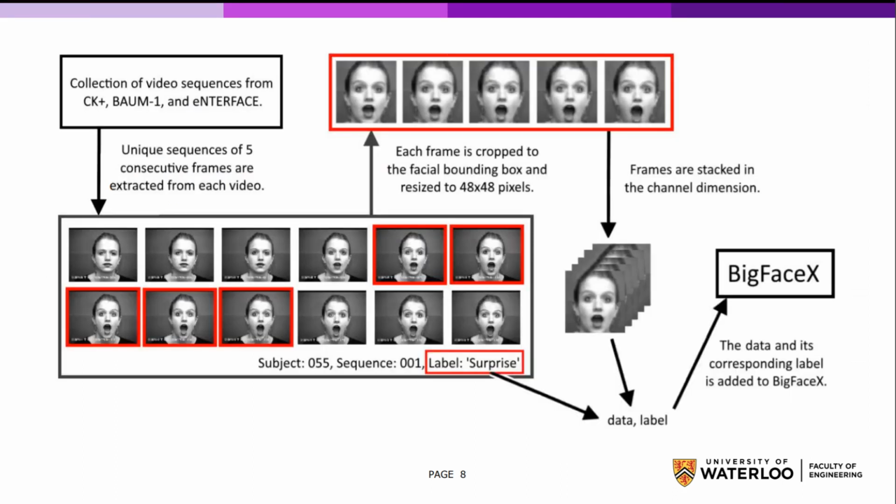BigFaceX was created like so. Unique sequences are extracted, cropped to their facial bounding boxes, and then resized to 48 by 48 pixels. After stacking these frames in the channel dimension, they're then added to BigFaceX, where they're labeled with the same label as the original video.